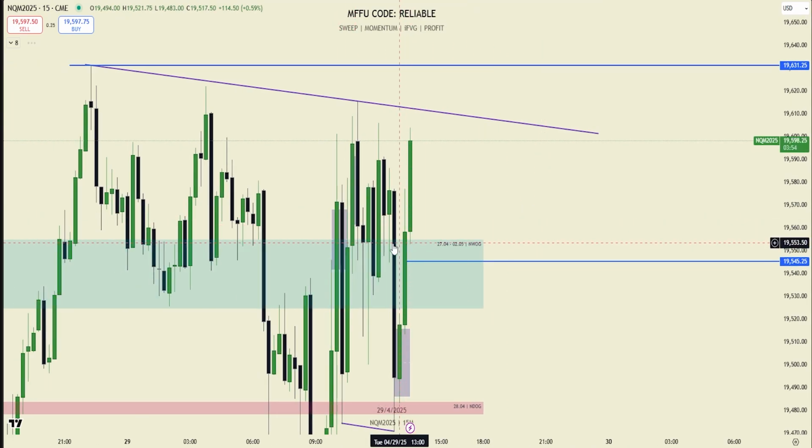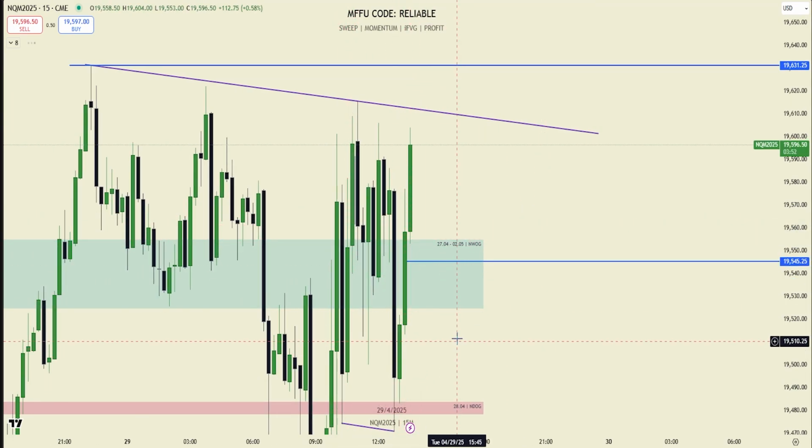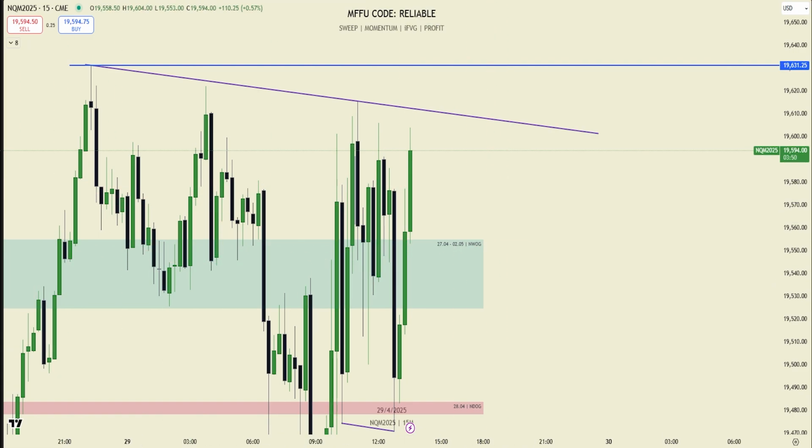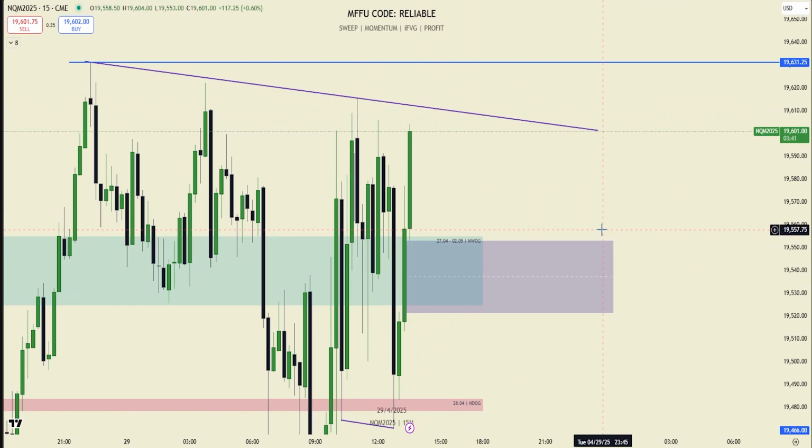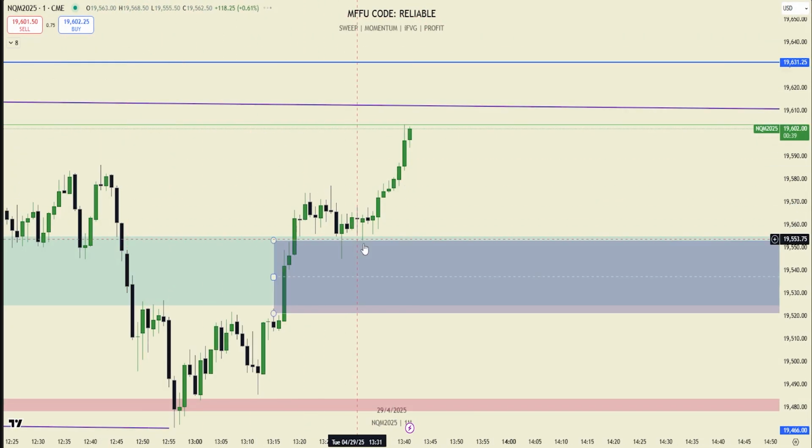So I think the only way we end up getting a long here is if price were to retrace to the 15 minute here, and then we got a long, right? Maybe we don't take out this high here, bounce off the trend line, and come back. Maybe we come down, take out these lows here, and then get a long.